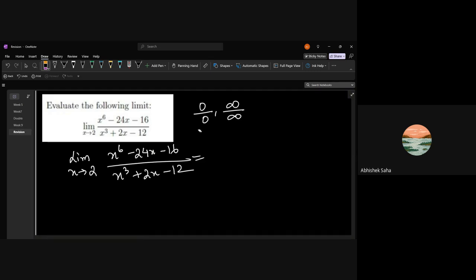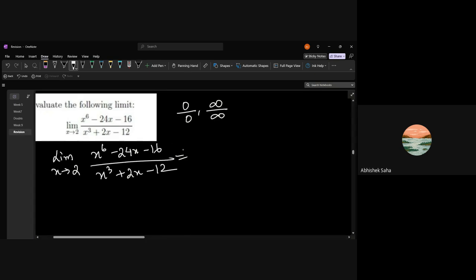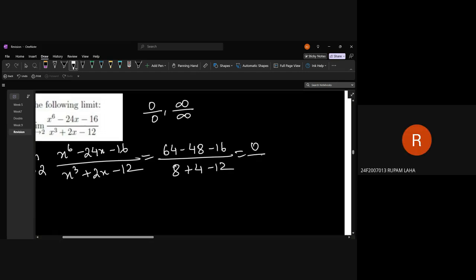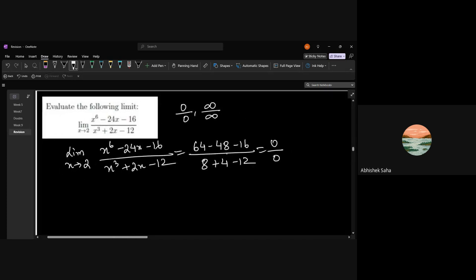Okay. Yes, sir. So solve this. x to the power 6. Just put the value x equal to 2. You will get 2 to the power 6. What is 2 to the power 6? 2, 4, 8, 64. 64 minus 8 minus 16, and 8 plus 4 minus 12. So see here, we are getting 0 by 0 form. So what is the next step?